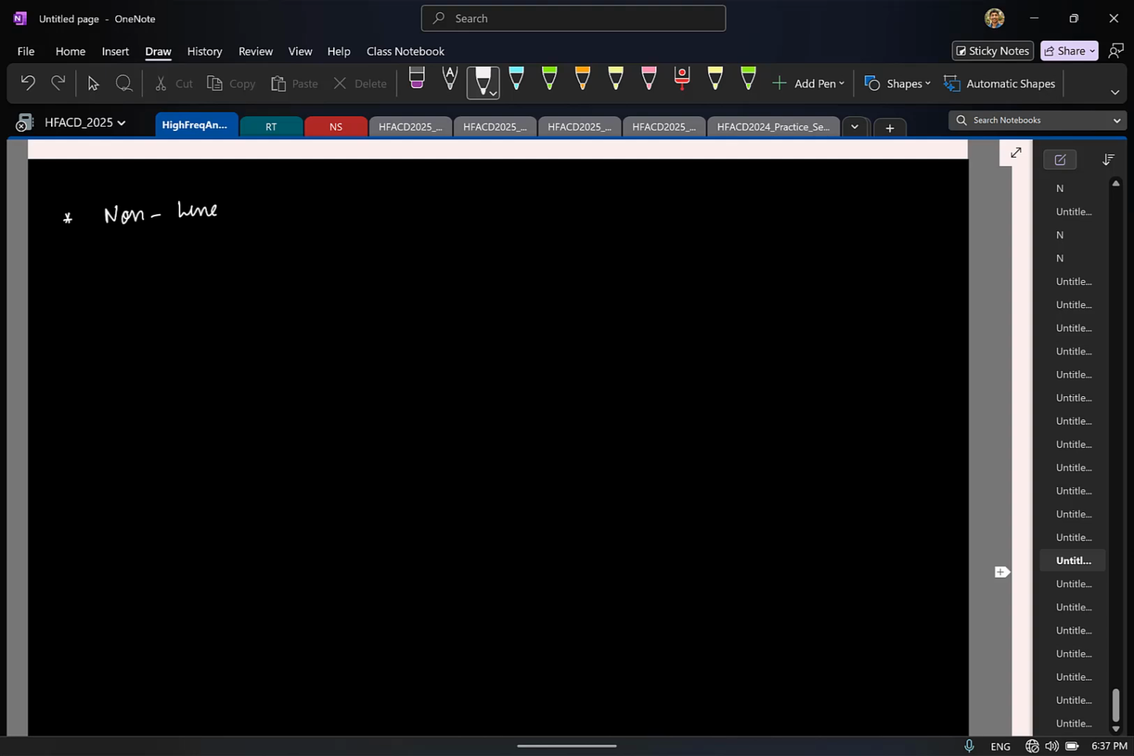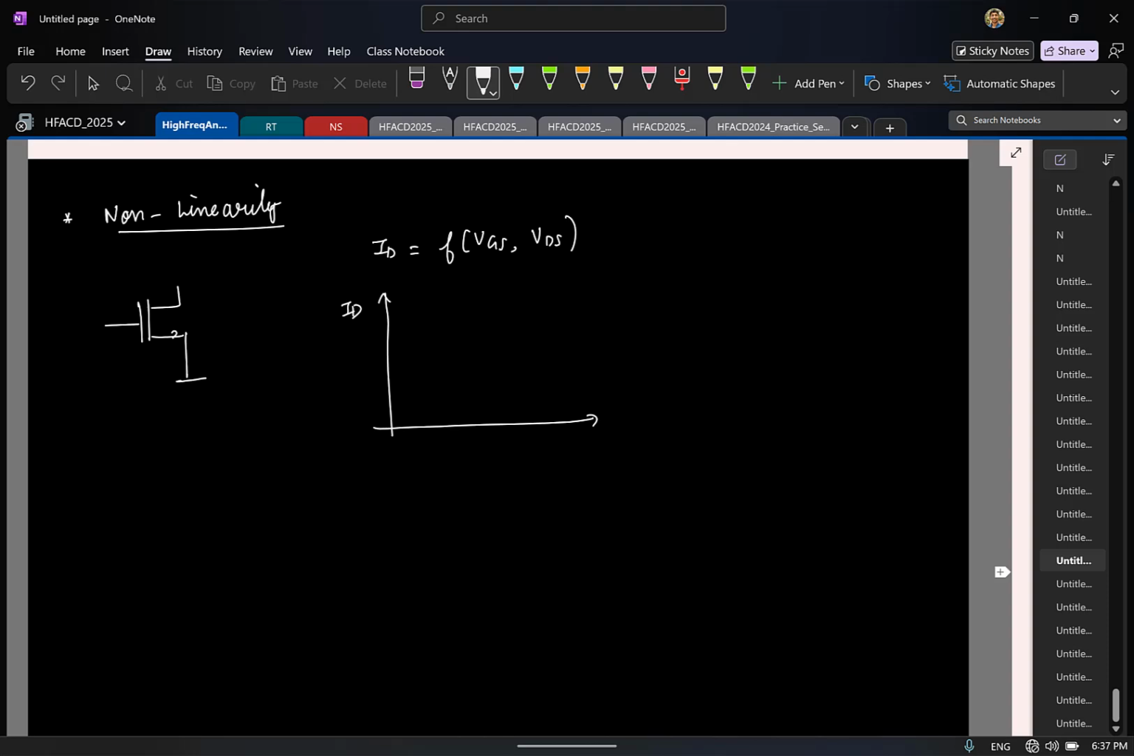non-linearity. And I'm sure non-linearity is not something new to you, because if you take our old friend transistor, which is MOSFET in this case, you know that in a MOSFET the drain current is a non-linear function of the gate to source and drain to source voltage. So essentially if you sketch the drain current versus VGS, it has a non-linear characteristic like this.